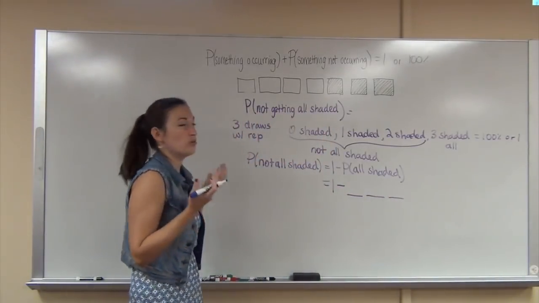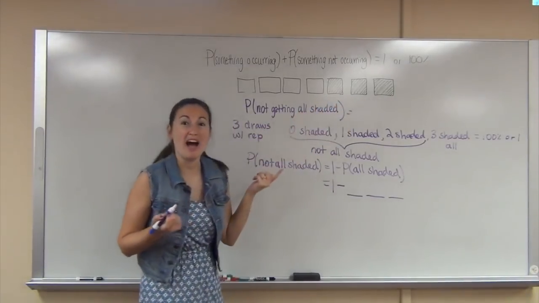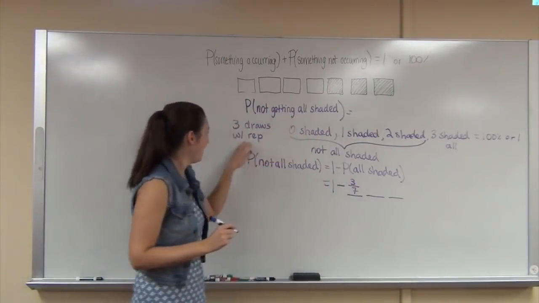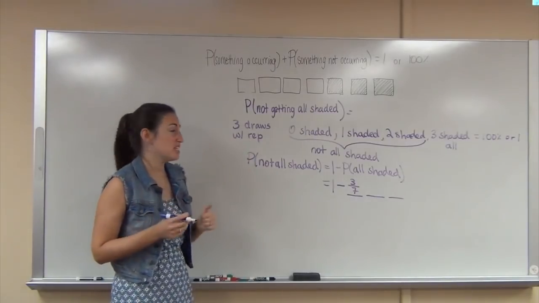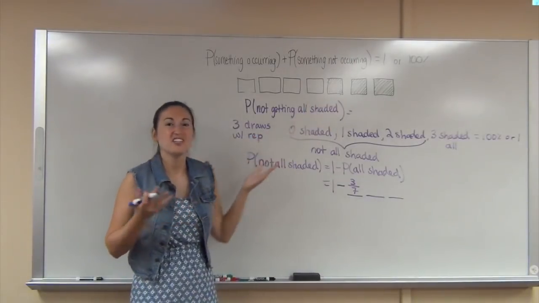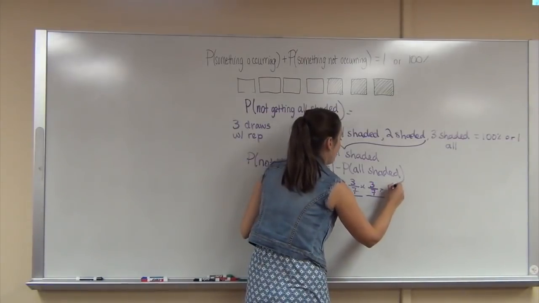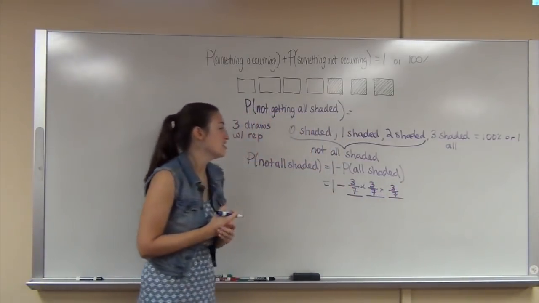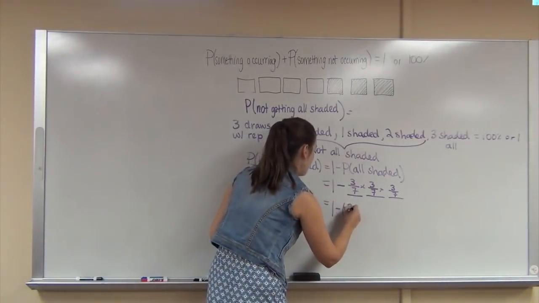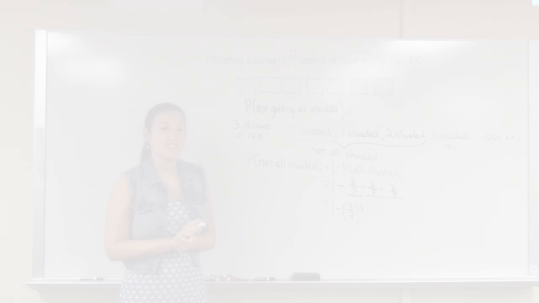I would look at my box and say, okay, on my first draw, what's the chance I get a shaded ticket? Well, there's 3 of them out of 7 total tickets, so that's just 3 out of 7. And again, it's with replacement, so that probability isn't going to change. If I get this shaded one on my first draw, I'm going to put it back in so that I still have 3 out of 7 shaded ones on my second draw and my third draw. So this right here, I can leave it like that, or I can simplify it to 1 minus 3 out of 7 cubed. Either way, that's your final answer.